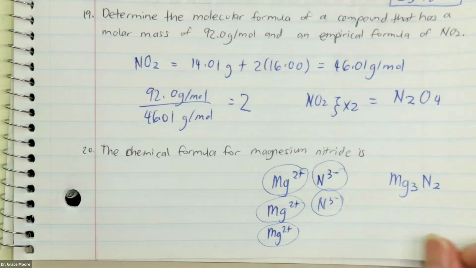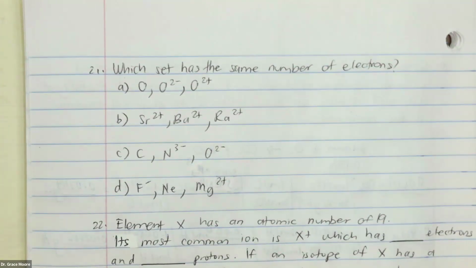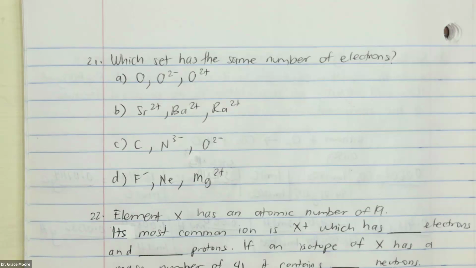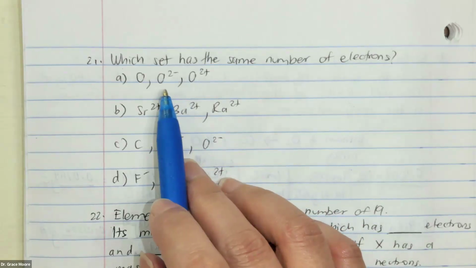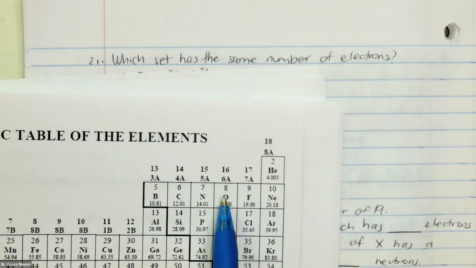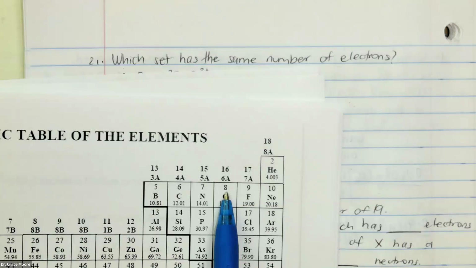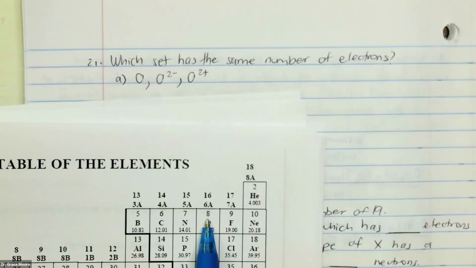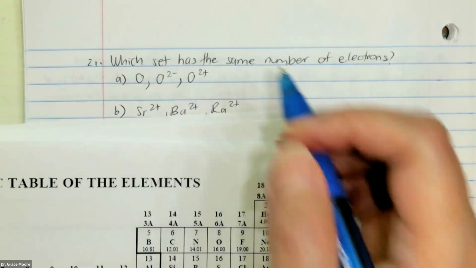All right, let's go to the next question. The next question we have says, which one has the same number of electrons? Well, for the same number of electrons, we need to look at where they are in the periodic table. So let's look at the periodic table real quick. And it says O, O2 minus, and O2 plus. Well, these all have different electrons, because if it's neutral, it's 8 protons, 8 electrons. If it's a negative charge, you add electrons. If it's a positive charge, you take out electrons. So one has 8, one has 10, and one has 6. So that's not the same.